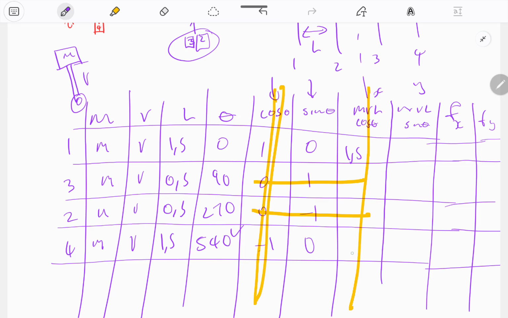Then I'm trying to move here. What am I getting here? Going throughout, it will be negative, if I'm not mistaken, and that guy 1.5. So that would be a 0. Then I come here.